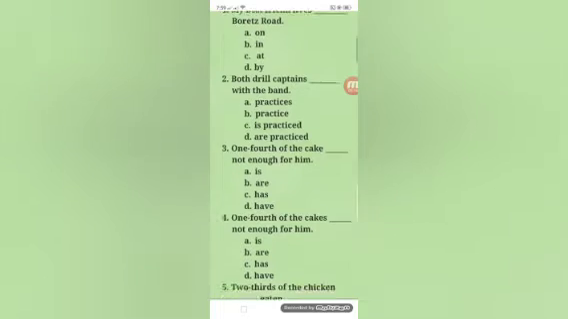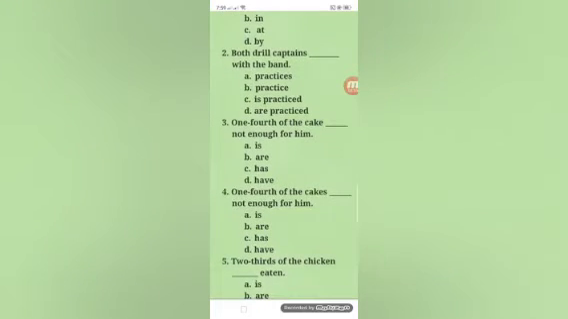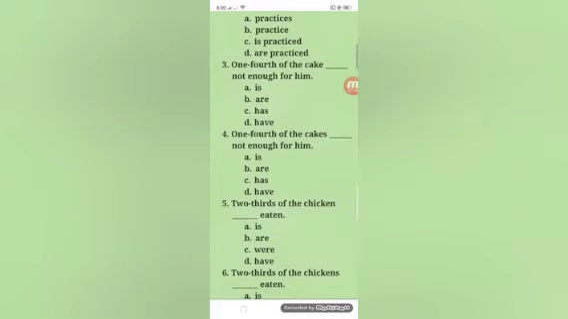So, on. Number 2, both drill captains blank with the band. Here, the indefinite pronoun in plural form, both, takes a plural verb. So you would say both drill captains practice with the band. So it's letter B. Next one, one-fourth of the cake, blank enough, not enough for him.